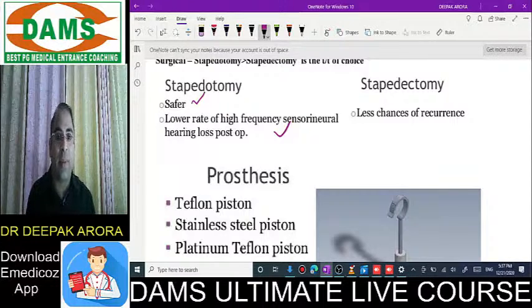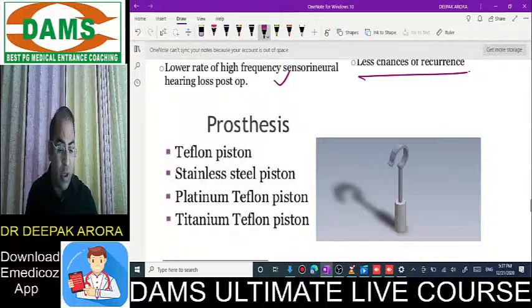But what is the drawback? The drawback is you are removing only the sclerotic foci. So there is a high risk of recurrence. But after stapedectomy, there is no chance of recurrence. This is an important point which you should remember. Am I understandable? I'll be showing you just how we keep the prosthesis.